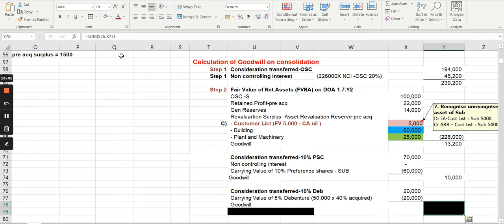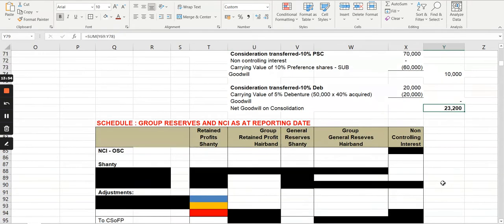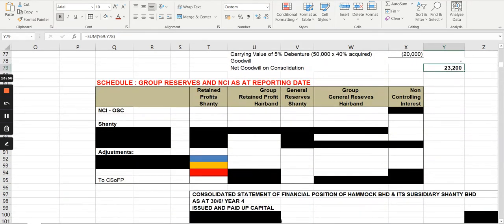That gives you 20, and therefore it gives you no goodwill. At the end, the total goodwill, or the net goodwill on consolidation, is 23,200. There is no impairment of goodwill in this question because that is not our focus. Our focus here is to deal with the fair value adjustment.